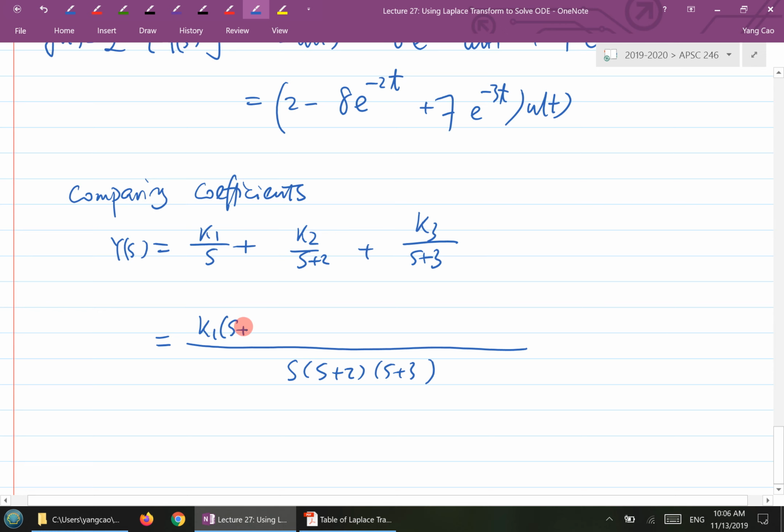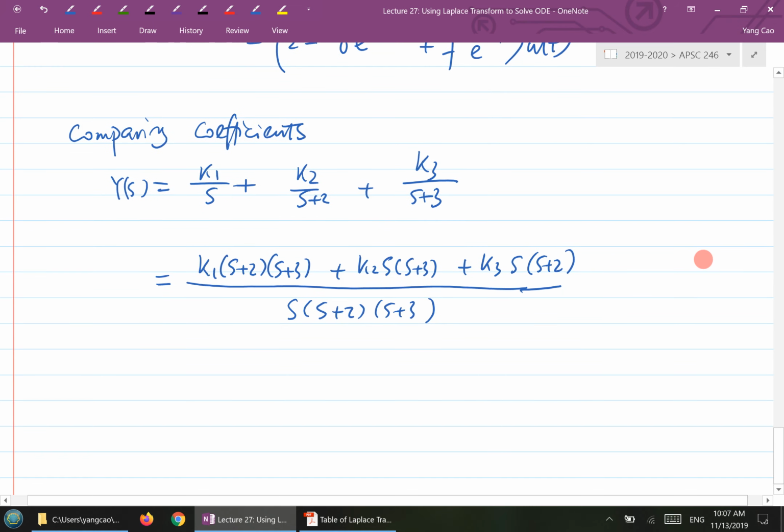So K1 times (s plus 2)(s plus 3), and then k2 times s(s plus 3), and k3 times s(s plus 2). So when you put it back, it'll look like that. Okay. Then you expand the numerator, expand them out, and group similar terms.